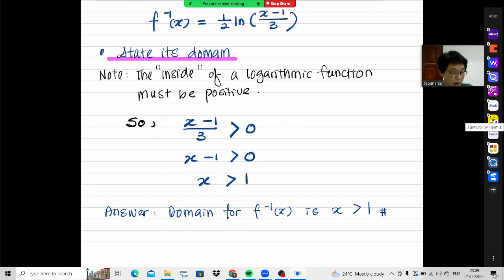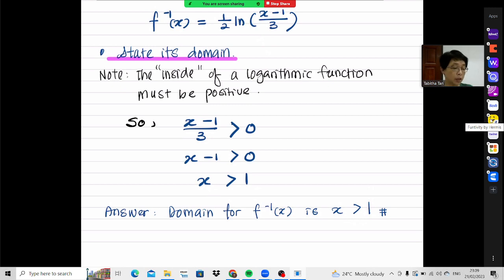So now we just plus 1 to both sides, and then it leads us to that. Therefore, the allowable x value to fit into this function must be x which is bigger than 1, and that is the domain of the inverse of the function. x must be bigger than 1.